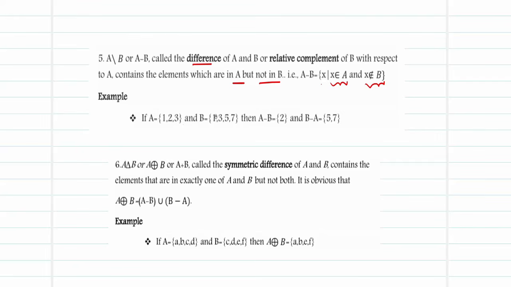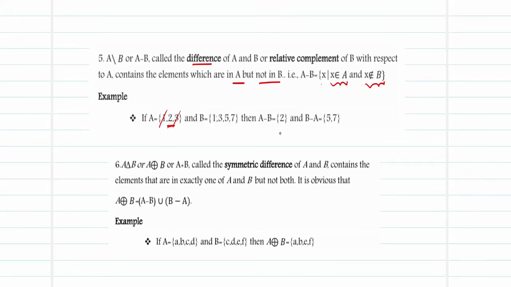What are the elements of B? 1. Okay, I scrap off 1. Next is going to be 3. I scrap off 3. 5, I don't have a 5. 7, I don't have a 7. So what is left out in A after removing all the elements of B? I just have this 2 over here. So A minus B is going to be 2.